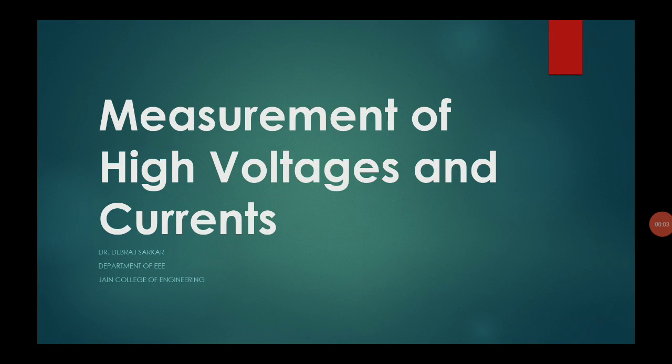We'll be talking about measurements of high voltages and currents. In the previous module we discussed the production of high voltages and currents. Now we are talking about how to measure the high voltages and currents.